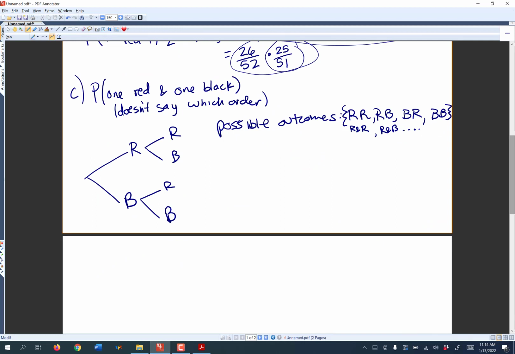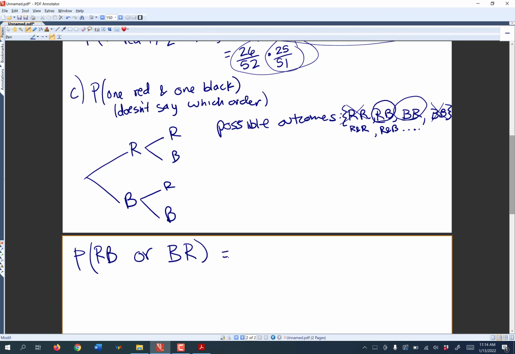Now that we've figured out what our outcomes are, we need to ask ourselves which of these outcomes will give us what we want. So we want one red and one black. That means I could get red, black, that would give me what I want, or I could get black, red. Notice two reds won't give me what I want, two blacks won't give me what I want. But it could be red and black or black and red. So we write this out. So we really want the probability of red, black, or black, red.